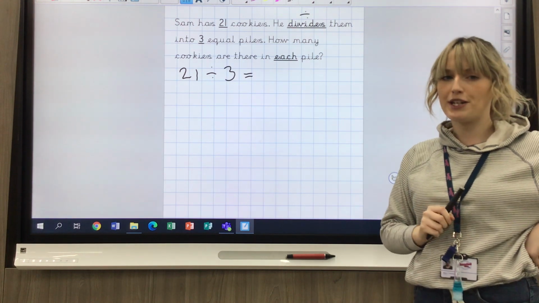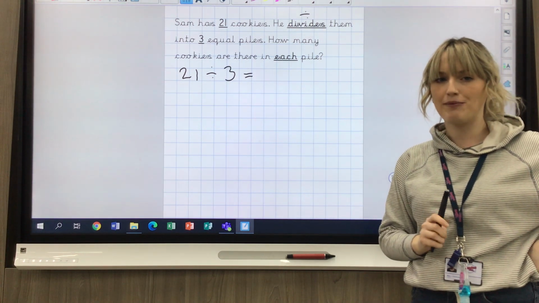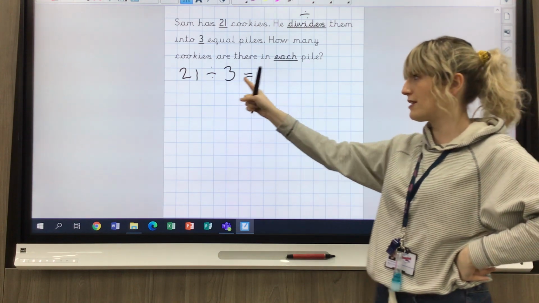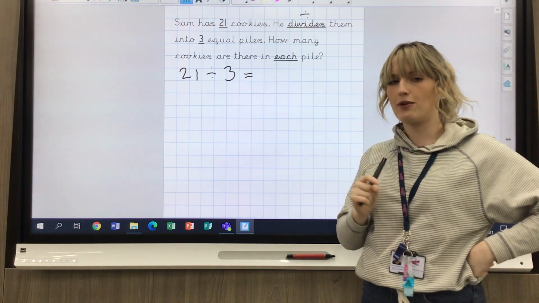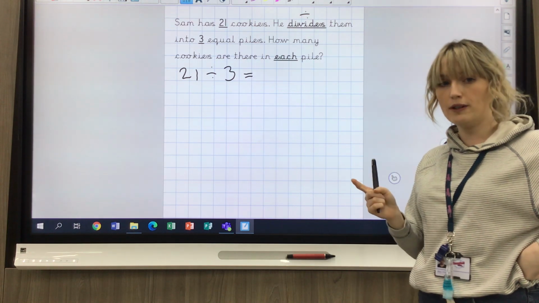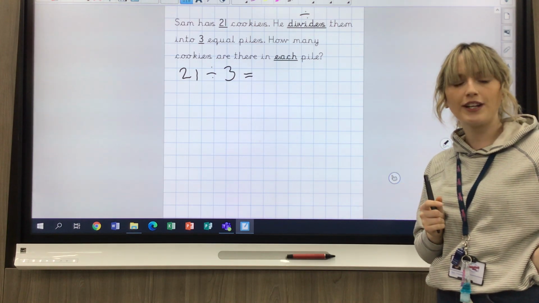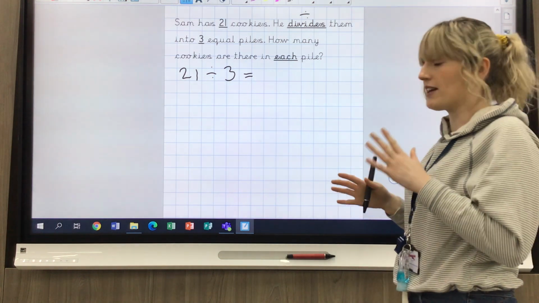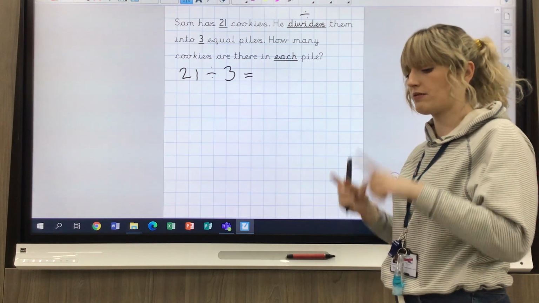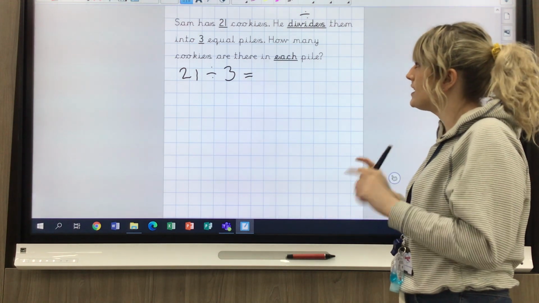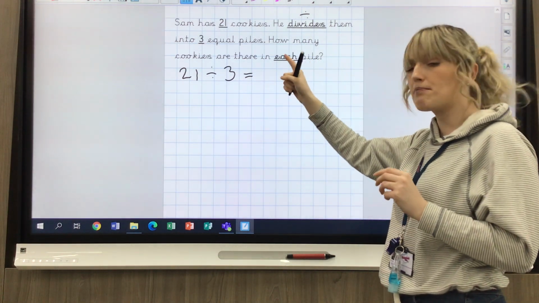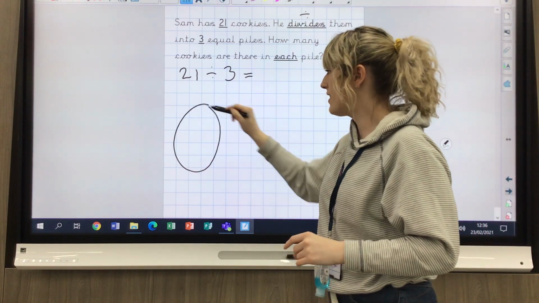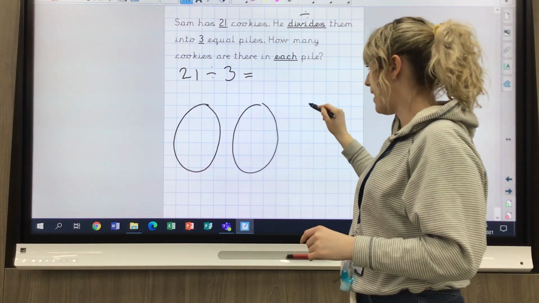Now, if you're somebody who's really good at their 3 times table, and I know lots of you are, you could do this in your head if you wanted. You could count in 3s until you got to 21. Or you could do a bit of drawing. You know how much I love drawing. So let me imagine this. Sam's got 21 cookies. He divides them into 3 piles, 3 equal piles. So here are my 3 equal piles.